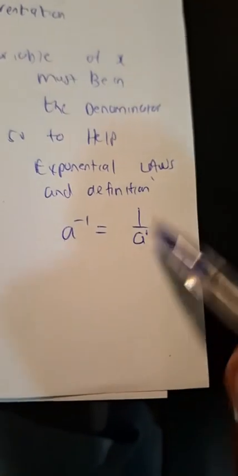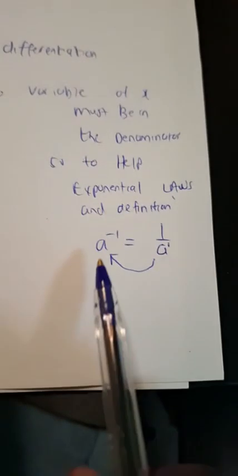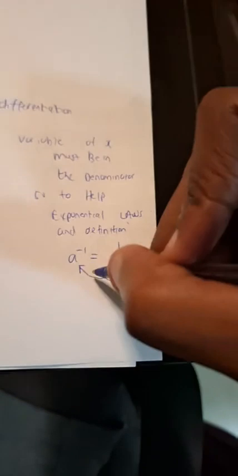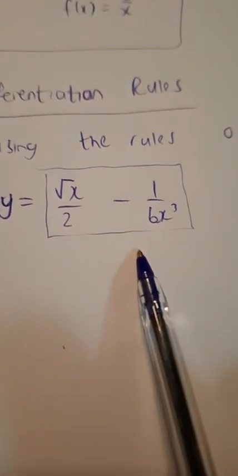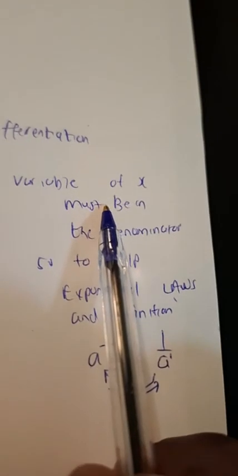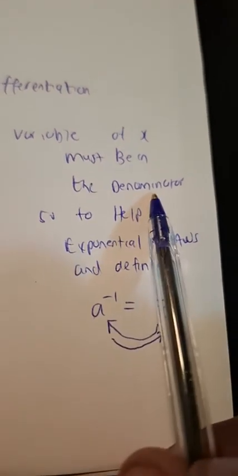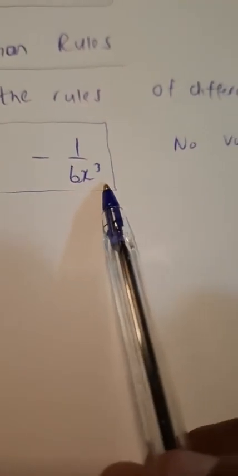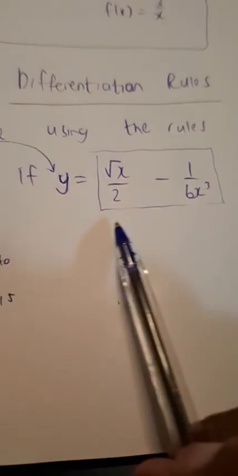So this a is an a to the power positive 1, but it's in the denominator, so we write this as 1 over a. Vice versa, this 1 over a can be changed to become a to the power negative 1. This is an important definition which you will use a lot in calculus when it comes to differentiating, especially if the variable x is in the denominator. We can't have the variable x in the denominator, so to help with that, we use the exponential definition, this one. So let's go.